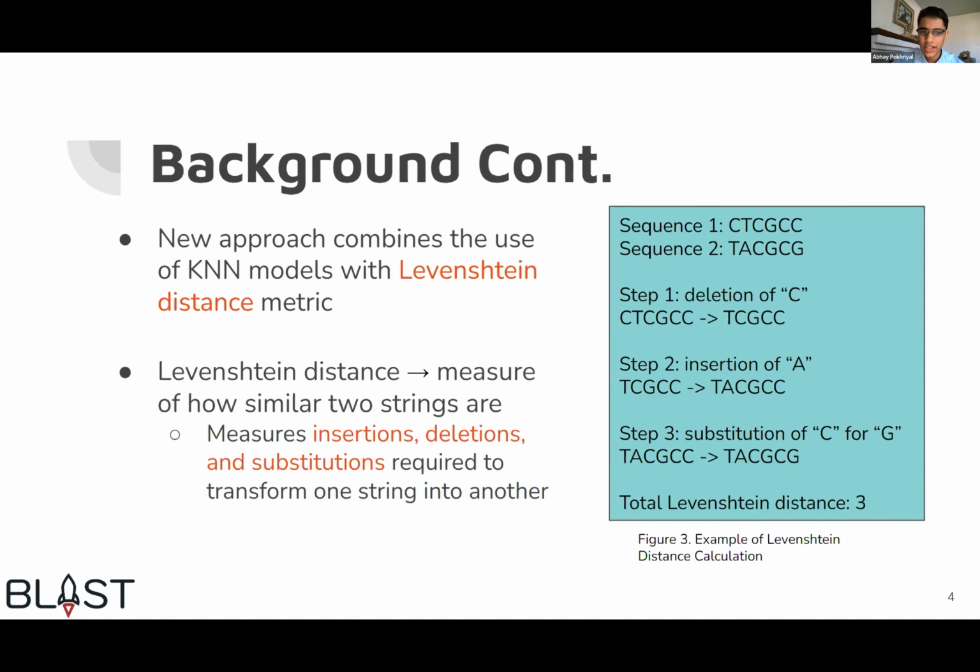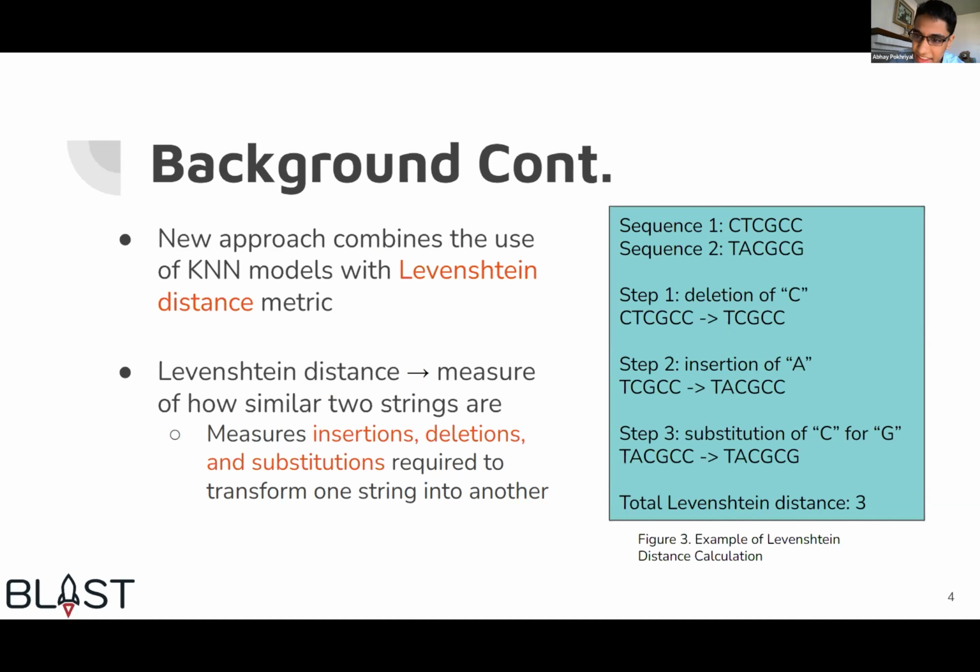So our approach combines KNN with the Levenshtein distance metric. Levenshtein distance is used in place of metrics like Euclidean or Manhattan distance. Levenshtein distance measures how similar two strings are by counting insertions, deletions, and substitutions required to transform one string into another. On the right, we have an example.